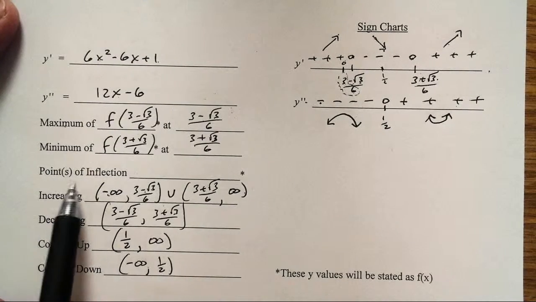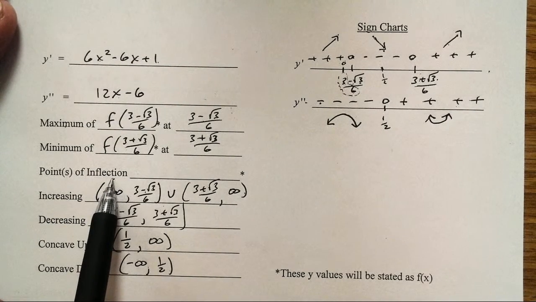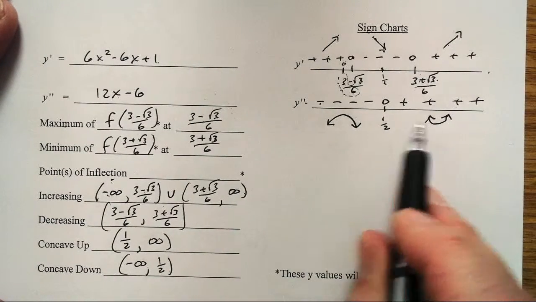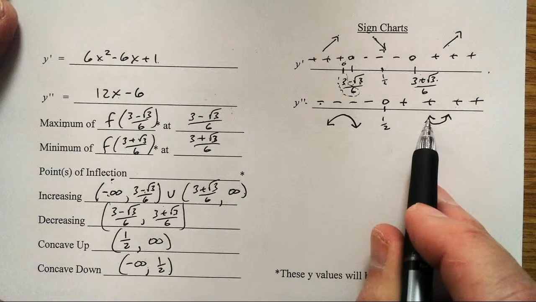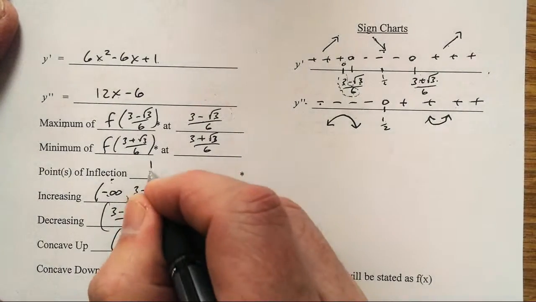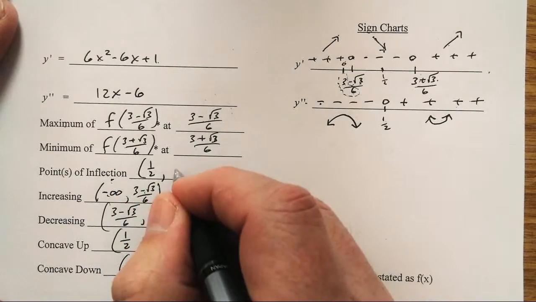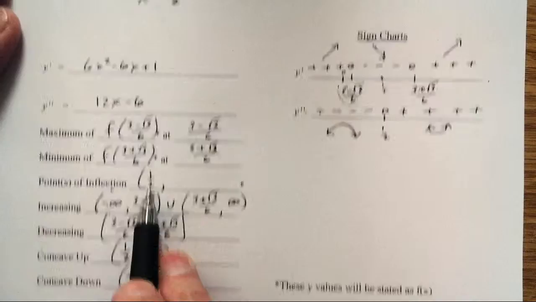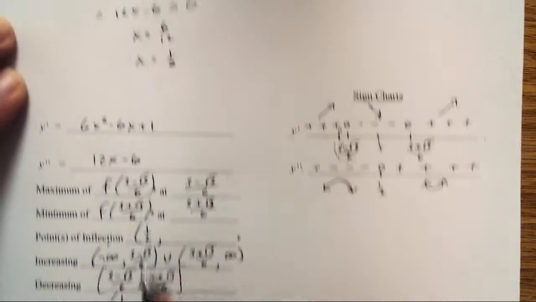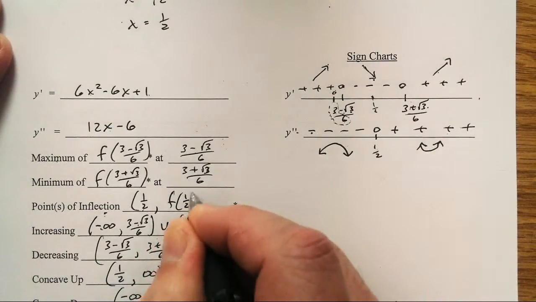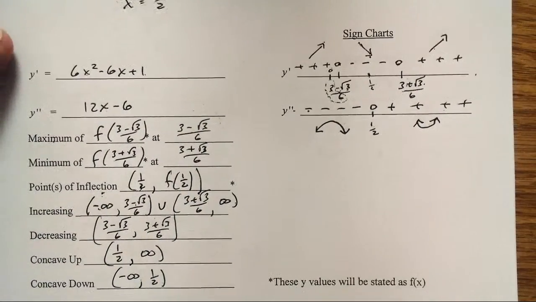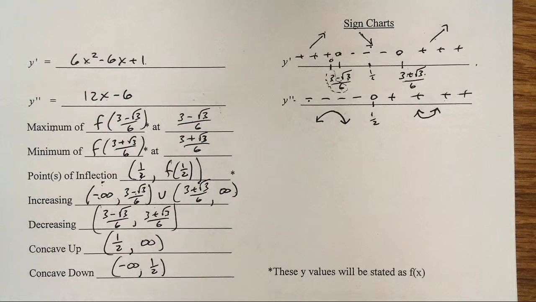And all that leaves is the point of inflection. Inflection points occur when the concavity changes, and that concavity changes at 1/2. So that is 1/2. What's the y value? I would have to take 1/2, and that wouldn't be so bad. Put it in right here. F of 1/2. Not f prime, not f double prime, but f of 1/2. So that is all of our solutions.